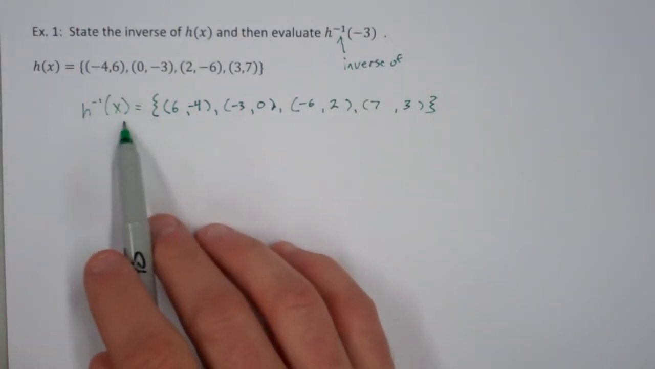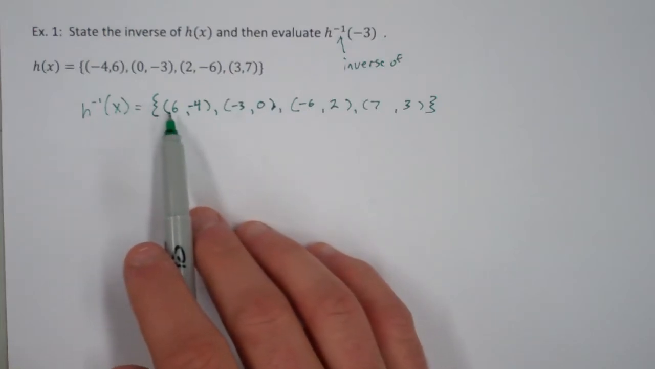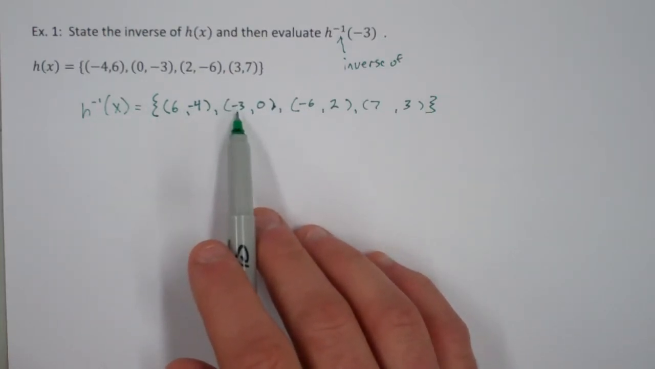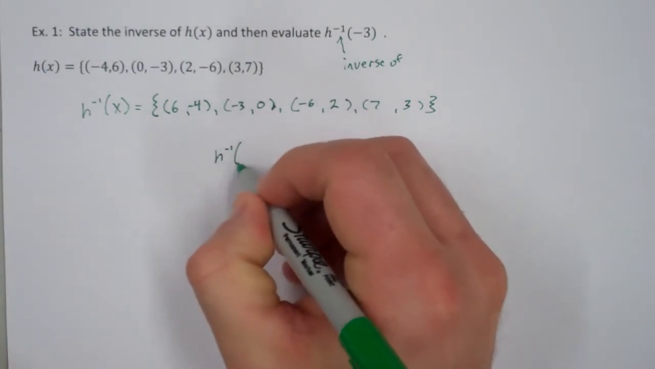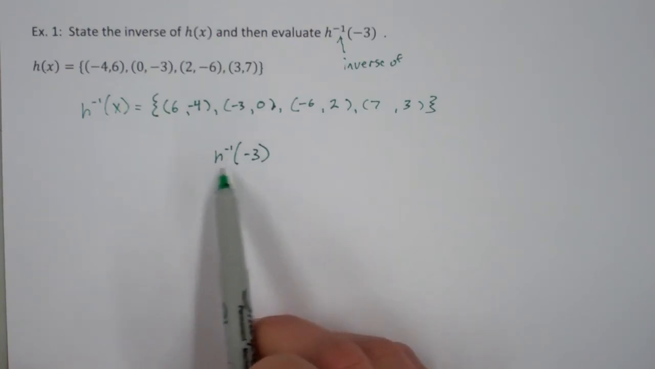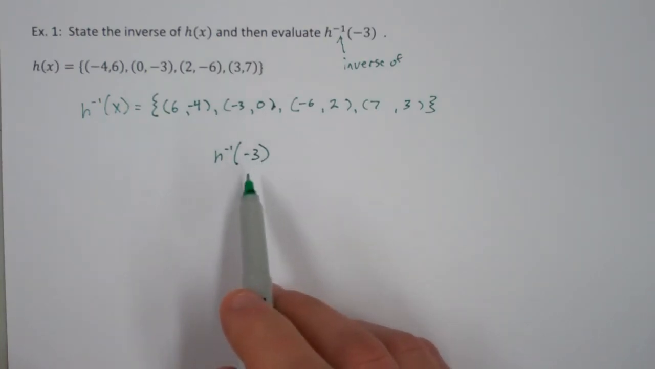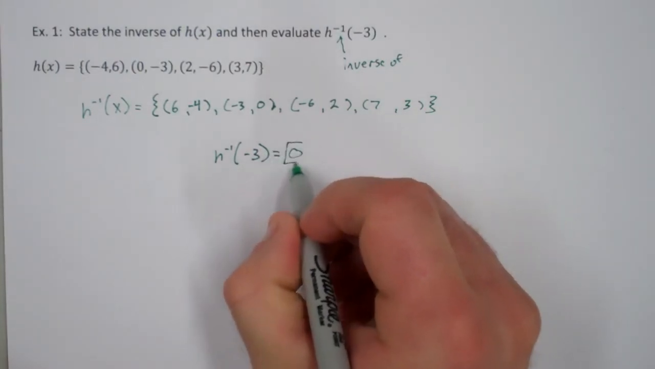So here's the inverse. The x position needs to be -3, and we're wondering what is the output. So as we go along, we see an input here of -3, and the output is 0. So the inverse of h at -3 is 0.